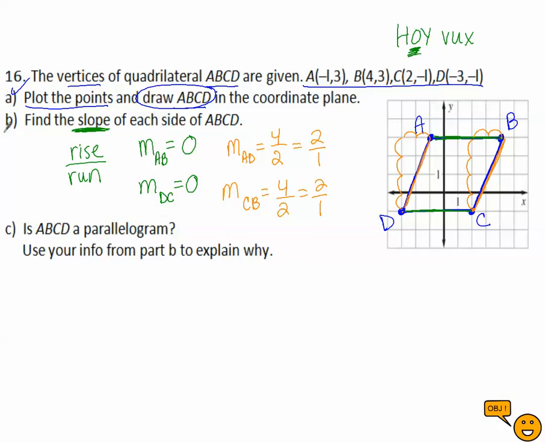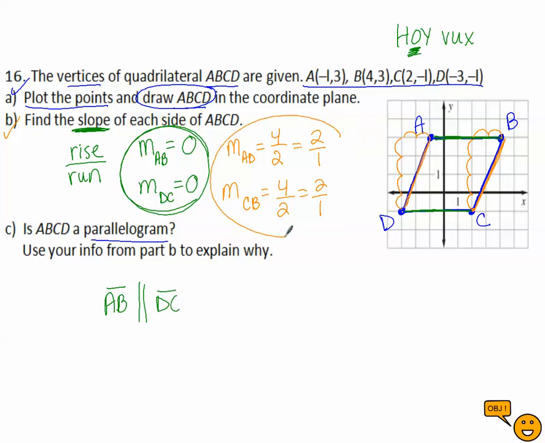Now the next question is, is ABCD a parallelogram? Well, what do slopes tell us? I see here these slopes are the same. When slopes are the same, those sides are parallel. So side AB is parallel to side DC. What about these? Also, these slopes are the same. So AD is parallel to CB.